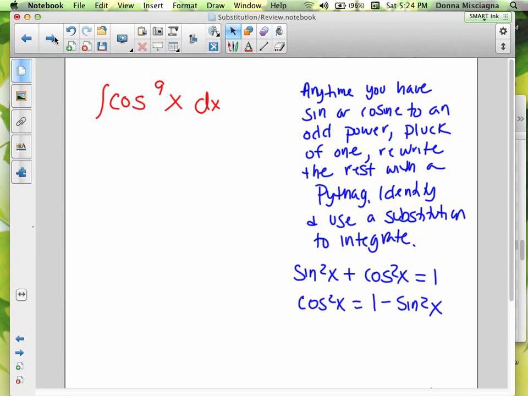It's just simplifying first. Anytime you have sine or cosine to an odd power, pluck off one, rewrite the rest with the Pythagorean identity, and use a substitution to integrate. So sine squared x plus cosine squared x is 1. That means that cosine squared x can equal 1 minus sine squared x. And that does apply even when you don't have it to just a square. Right? As long as it's even. I can replace an even power with 1 minus sine whatever the even power x is. Can't do that for odds, just evens.